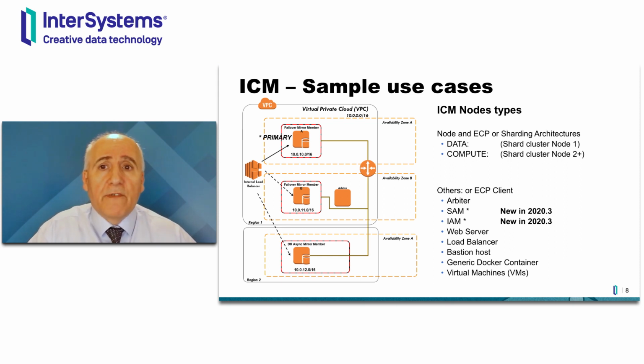You can provision multiple data nodes, mirrors, as we said, and arbiters, compute nodes for distributed caching and large-scale infrastructures, and you can do this in multiple regions and availability zones, as you might expect. You can also provision load balancers and bastion hosts of virtual machines, and not just InterSystems products.